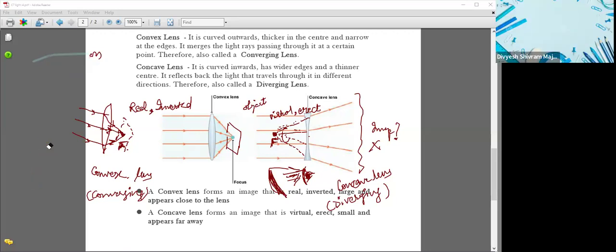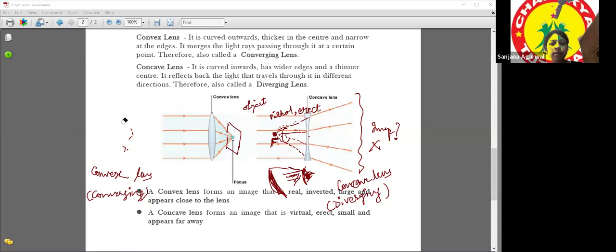What about lenses or specs? Both types of lenses are specs. They can be concave or convex. I'll tell you. Hold on.